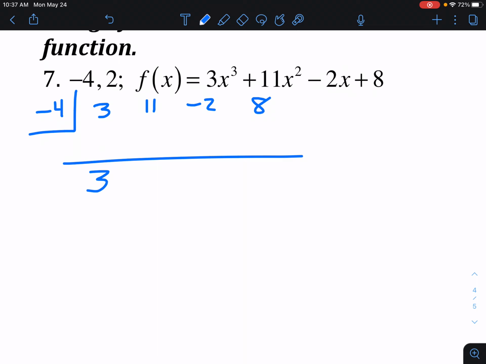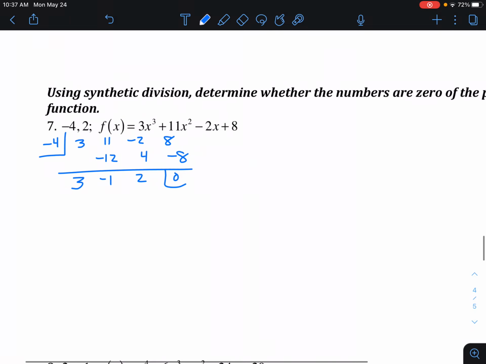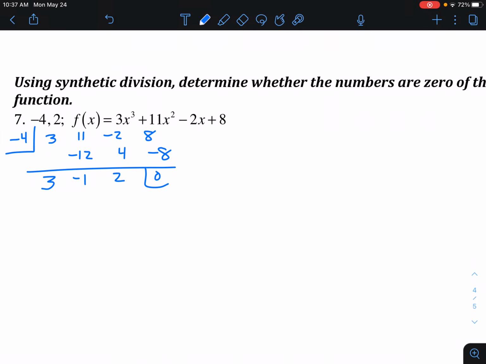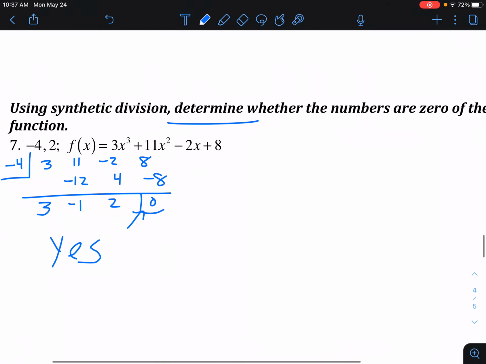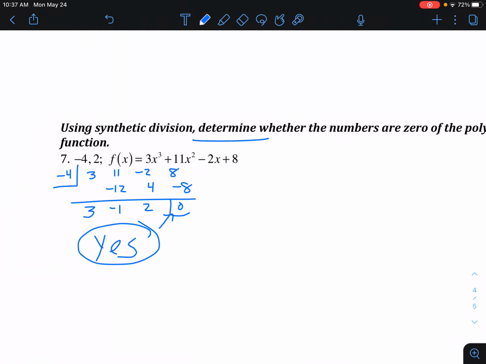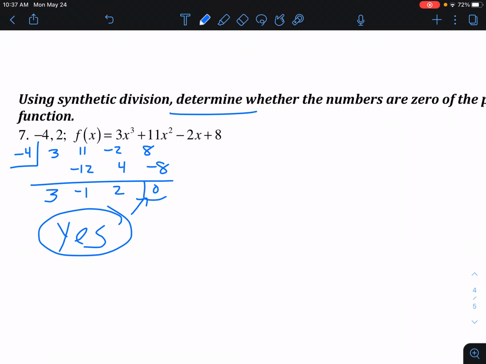So drop down, multiply, add, multiply, add, multiply, add. So now, we don't need to worry about a polynomial here. It just says determine whether the numbers are zeros of the function. So we're going to stop here, and we're going to say yes. Negative 4 is a 0 because it has a remainder of 0.